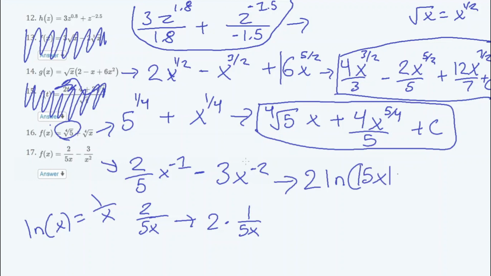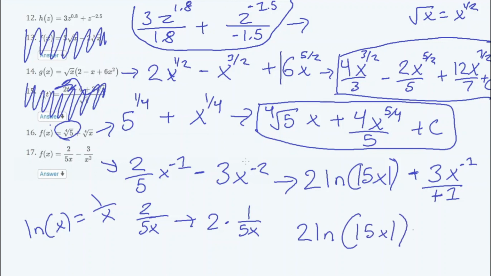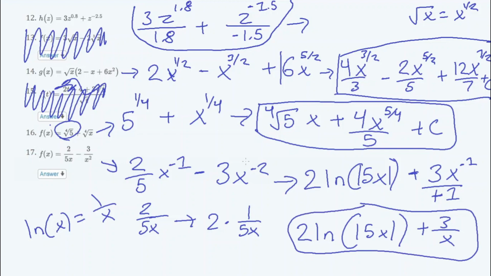5x, and you would put the absolute value, because when you find the antiderivative into the ln, you can't have a negative number in there, so it has to be absolute value 5x. And then that's going to be minus x to the negative 1 power, and 3 over negative 1, but two negatives make a positive. And let's rewrite it all out. So we have 2 ln absolute value 5x, plus 3 over x. And that is going to be our final antiderivative for number 17.